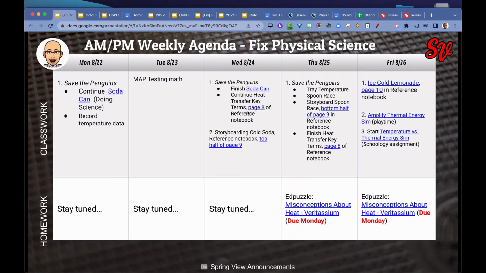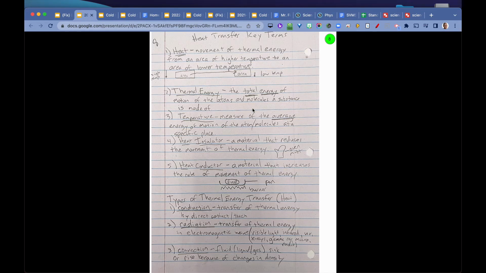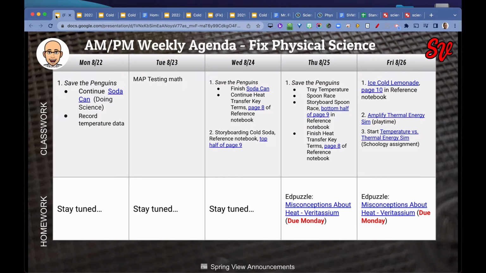Then we continued writing down the heat transfer key terms on page 8 of the reference notebook. We actually finished it this week. We finished it up on Thursday. So we have thermal energy, temperature, heat insulator, heat conductor, and then types of thermal energy transfer: conduction, radiation, convection. So again, this is on page 8 of the reference notebook.